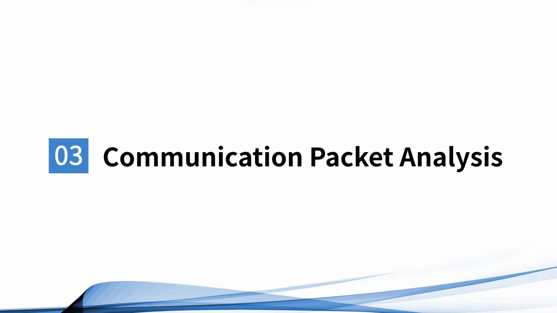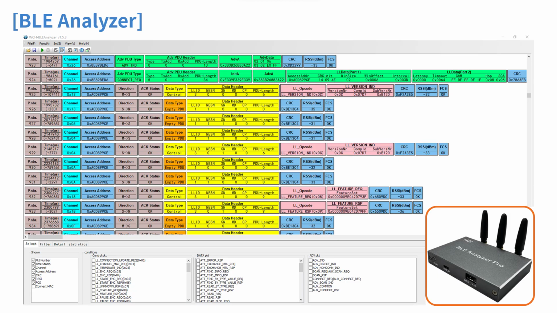Then talk about PART3, Communication Packet Analysis. During the BLE development process, you can see the running logic of the code by printing the debugging information through the serial port, but you cannot clearly understand the data packets sent by the BLE physical layer. A BLE Analyzer can capture real-time BLE data packets in the air, which can help developers to identify and solve problems. Let's take a look at the packet interaction that occurs during the central and peripheral communication.